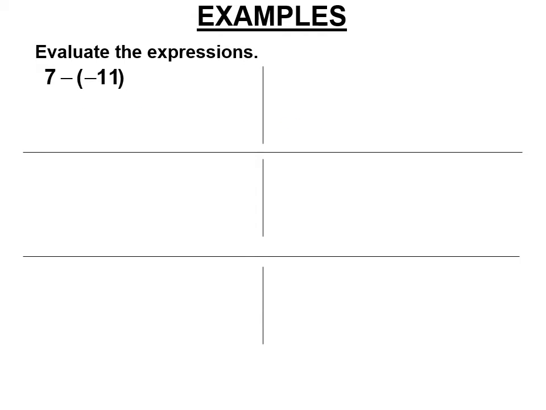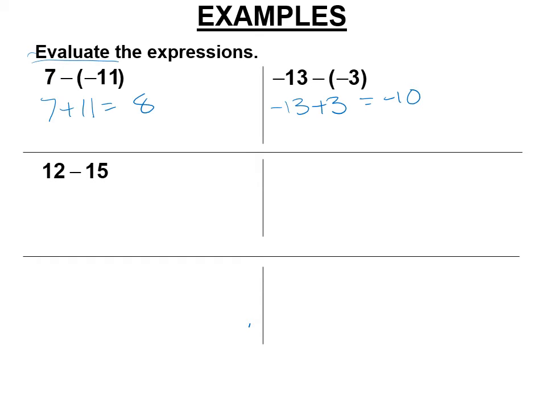All right, so now we're going to evaluate. 7 minus negative 11 is the same as 7 plus 11. Now we know it's 18. So taking away a negative 11 is the same as adding an 11. Negative 13 minus negative 3, same as negative 13 plus 3. All right, so there we have negative 13 plus 3. We have 10 extra negatives there. It's negative 10. 12 minus 15, not 3. It's the same as 12 plus negative 15. So it's negative 3. Both of these are negative 3.